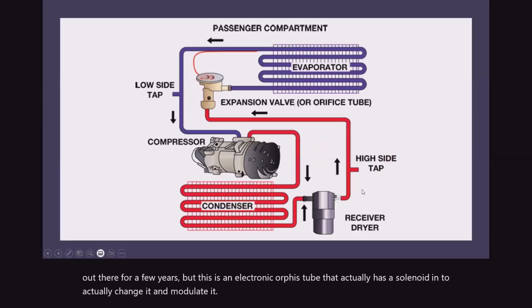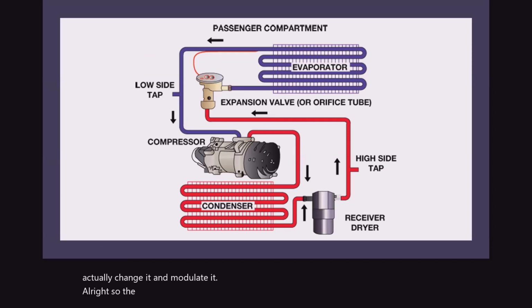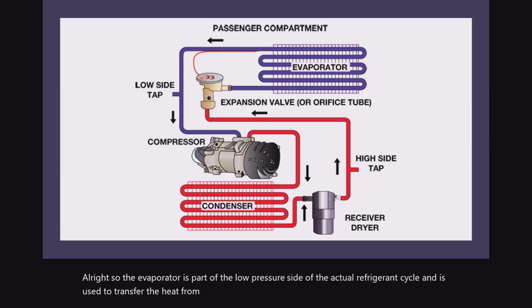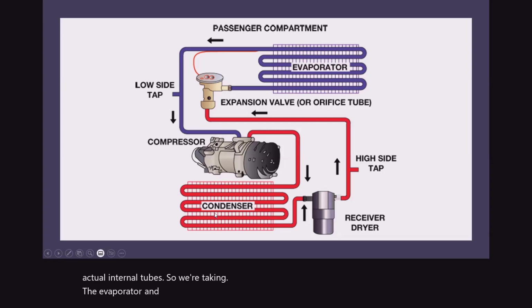All right, so the evaporator is part of the low pressure side of the refrigerant cycle, and is used to transfer the heat from the inside of the vehicle to the refrigerant flowing through the internal tubes. So we're taking the evaporator, and instead of pushing out the heat, we're actually absorbing heat. That refrigerant is going to be that transfer unit.